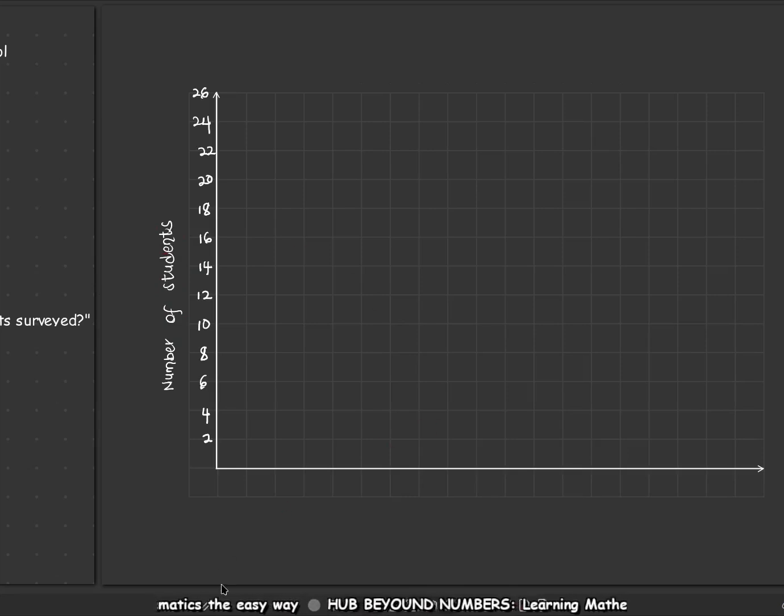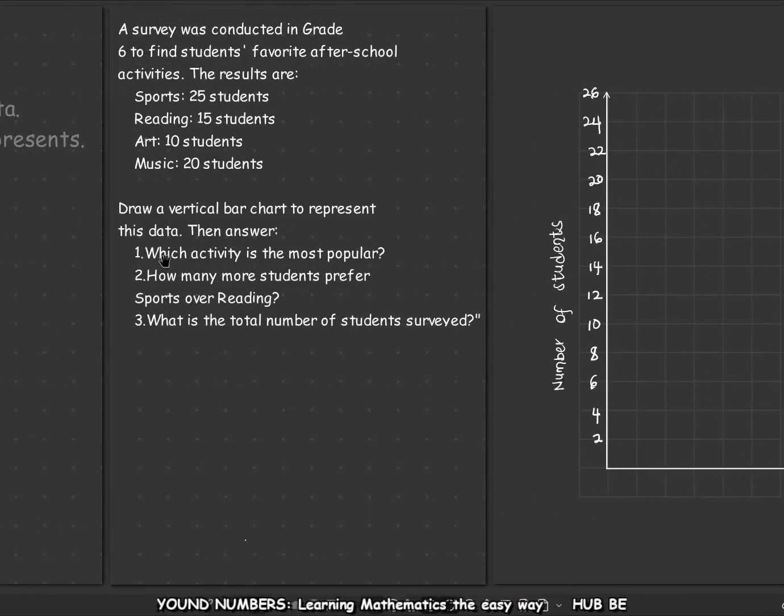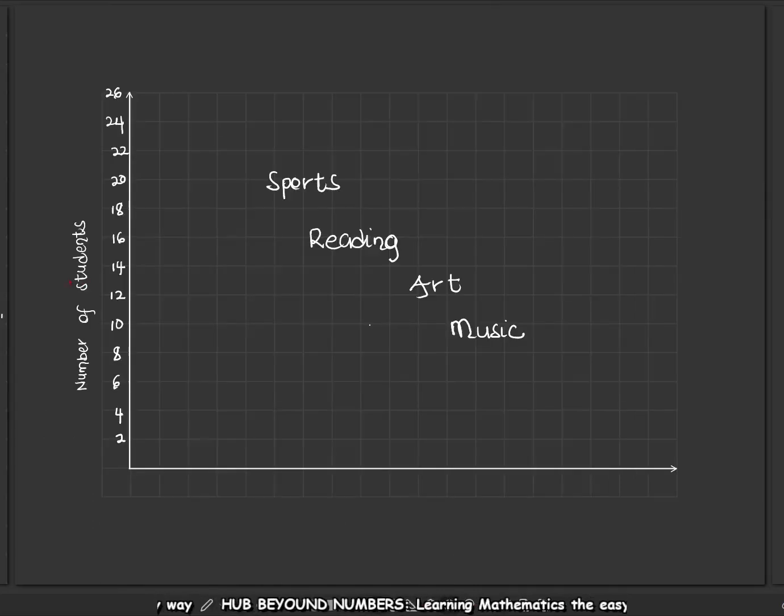Then now we come to our x-axis. What do we want to put at our x-axis? So we once again go to our data. And these are what we are going to put: the sports, reading, art, and music. That's what we are going to put at our x-axis. So I've written them and I'm just going to move them to this place.